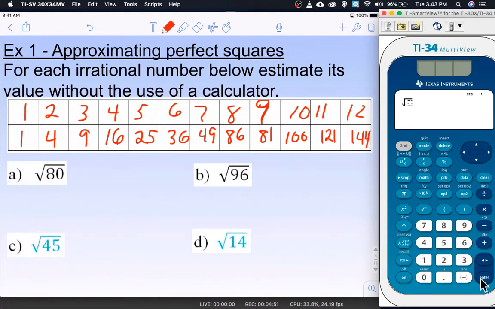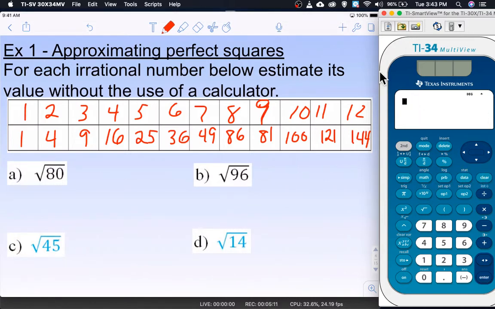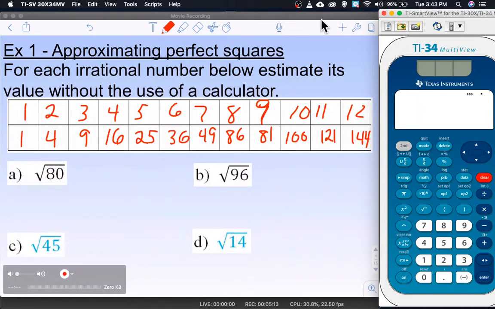Square root of 25 is 5. Square root of 36 is 6. Square root of anything between 25 and 36, 32, irrational. Square root of 28, irrational. Square root of 30, irrational. Okay? I'm going to leave my calculator up. I don't feel like actually putting it away. And I may refer to it a time or two, but we're going to try to do the math that we're doing without a calculator.